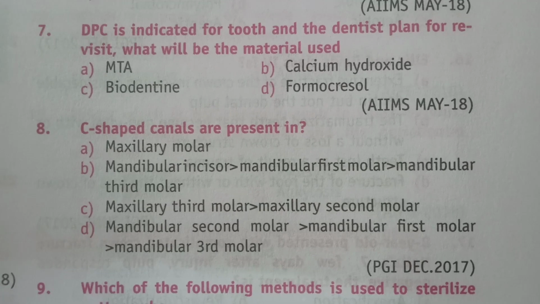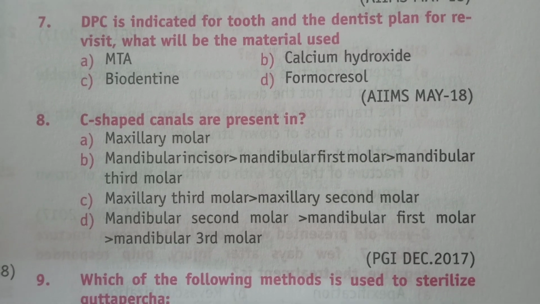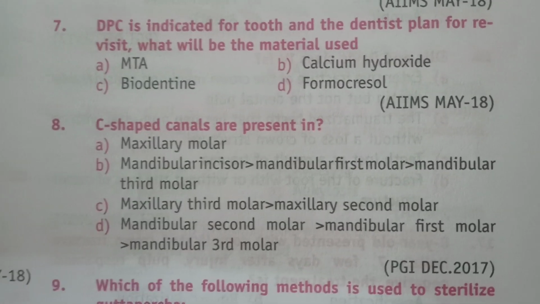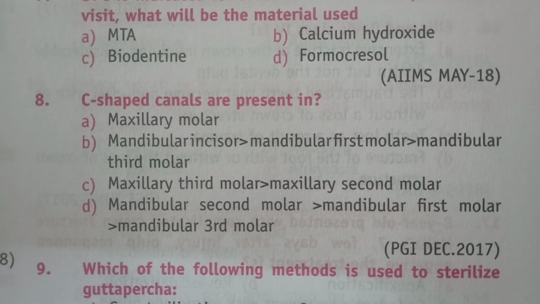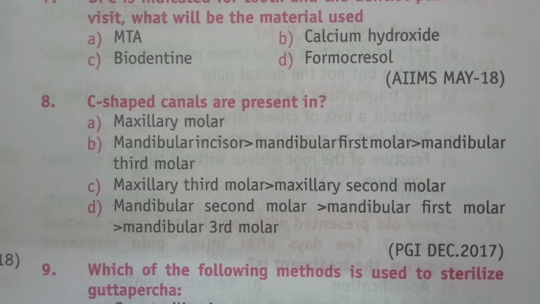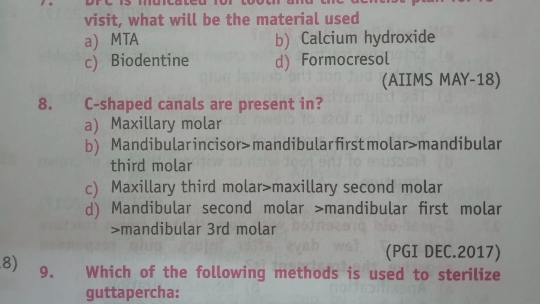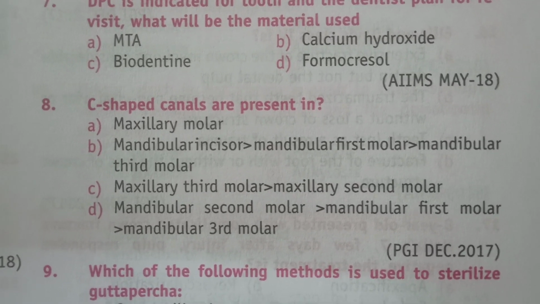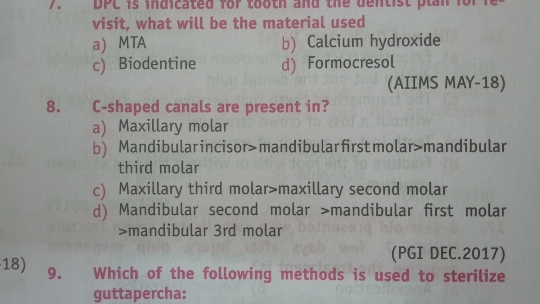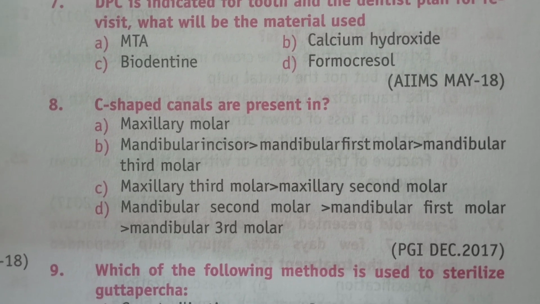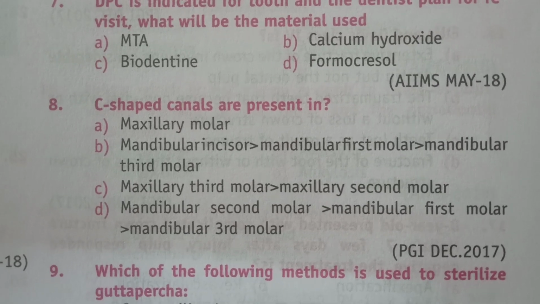Next question. C-shaped canals present in. I'll go directly to the answer. D is the answer. C-shaped canals are present in mandibular second molar, then mandibular first molar and mandibular third molar. Answer is D. Mandibular second molar, then mandibular first molar, then third molar. Option is D.